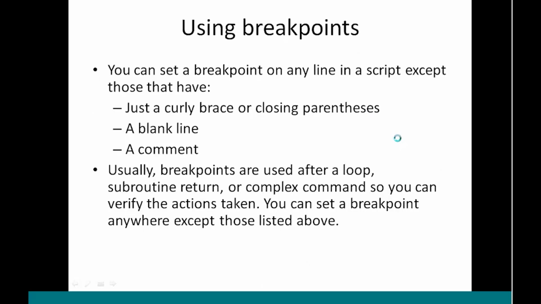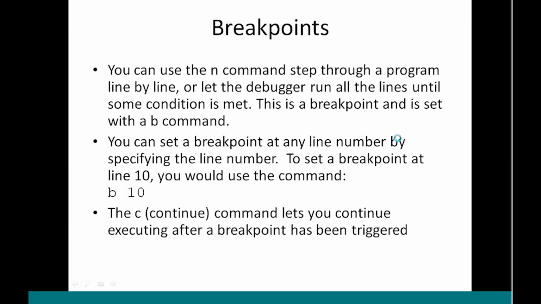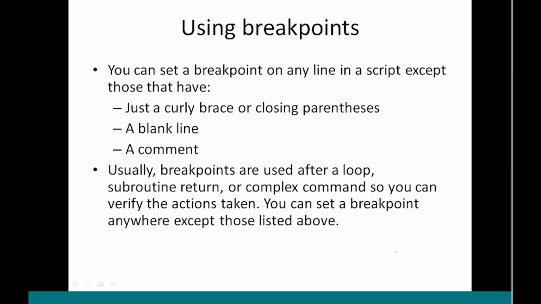So, using breakpoints. Let's look at the breakpoints. We can use the n command to step through the program, or let the debugger run all the lines until some condition is met. This is a breakpoint and it is set with the b command. We can set a breakpoint at any line number by specifying that particular line number. So for example, b 10 will set the breakpoint at line 10, and the c or continue command will let you continue executing after a breakpoint has been triggered.